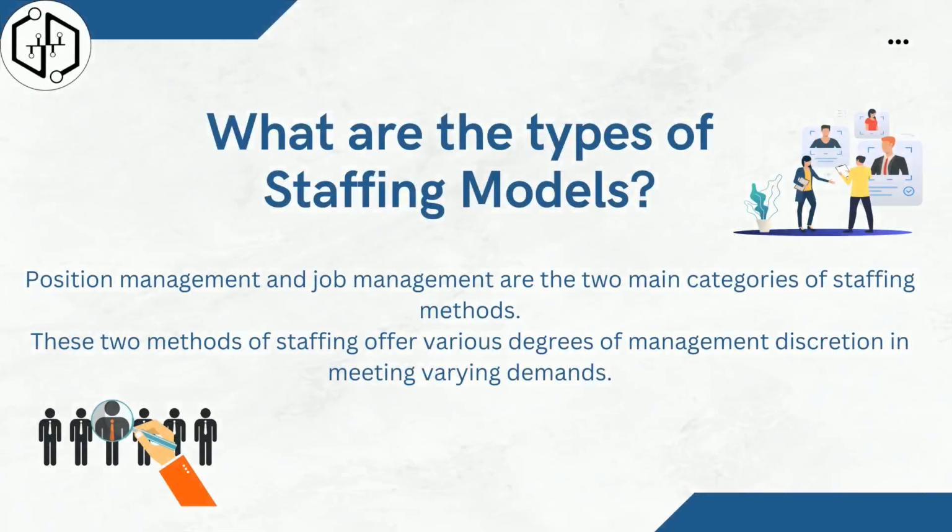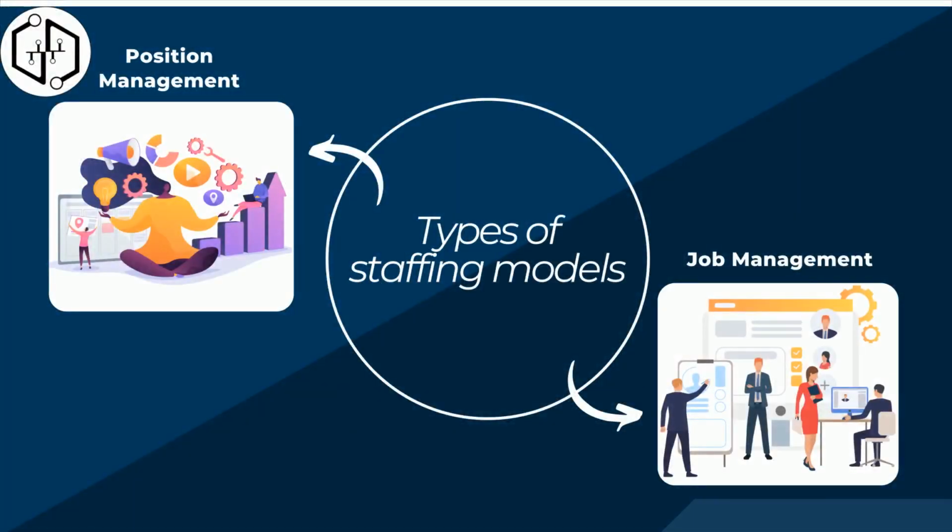Position management and job management are the two main categories of staffing methods. These two methods of staffing offer various degrees of management discretion in meeting varying demands. Types of staffing models: position management and job management.